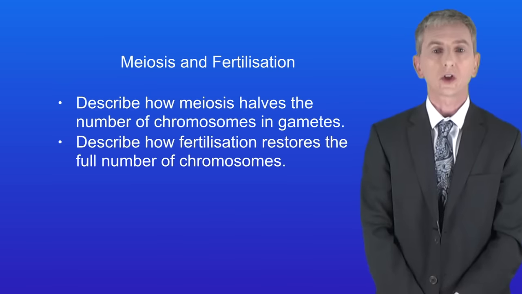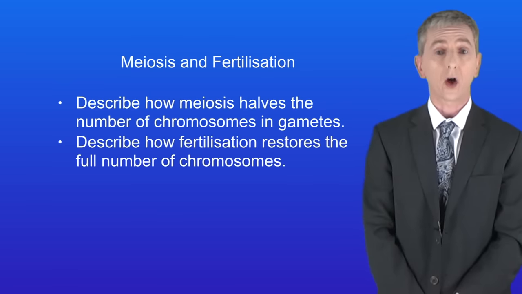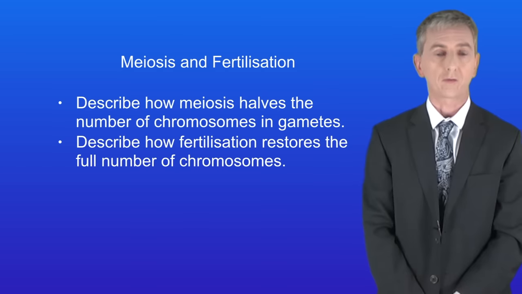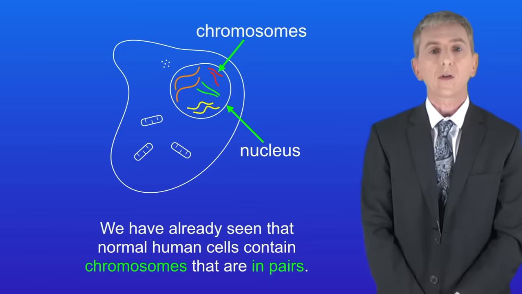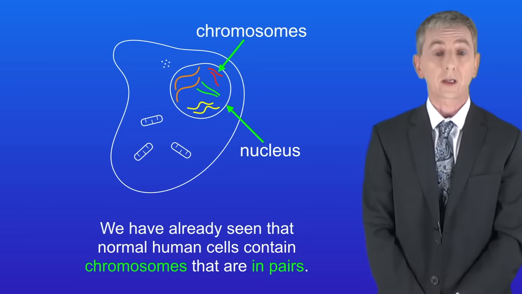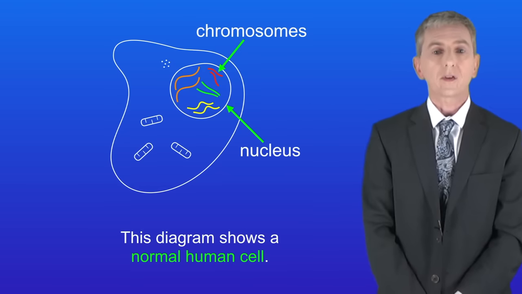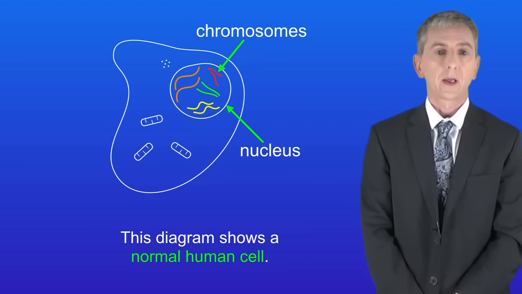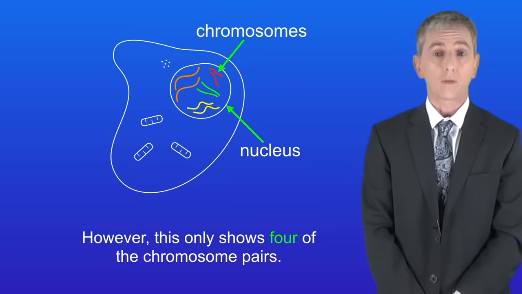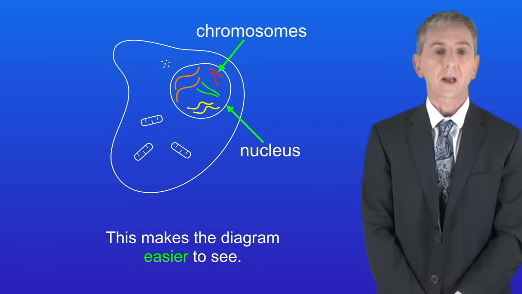By the end of this video, you should be able to describe how meiosis halves the number of chromosomes in gametes. You should then be able to describe how fertilisation restores the full number of chromosomes. We've already seen that normal human cells contain chromosomes that are in pairs. In a normal human cell, there are 23 pairs of chromosomes, so this diagram shows a normal human cell. However, I'm only showing 4 of the chromosome pairs. This makes the diagram easier to see.